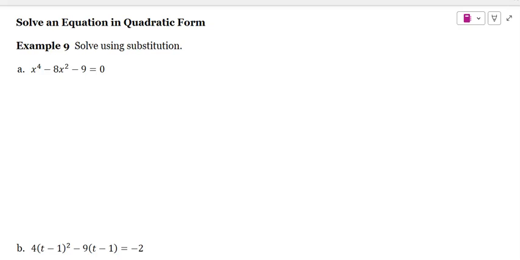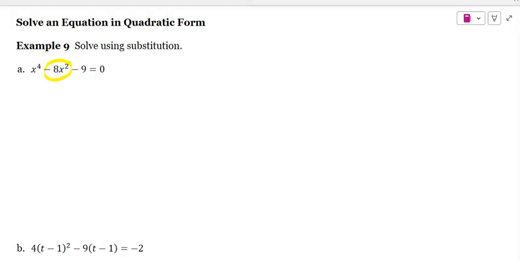Solving an equation that's in quadratic form. Sometimes we have equations that are quadratics in disguise, and we use a process of substitution to make it look like something we're more familiar with. What we do is we look at the middle term to give us an idea for what that substitution is going to be.